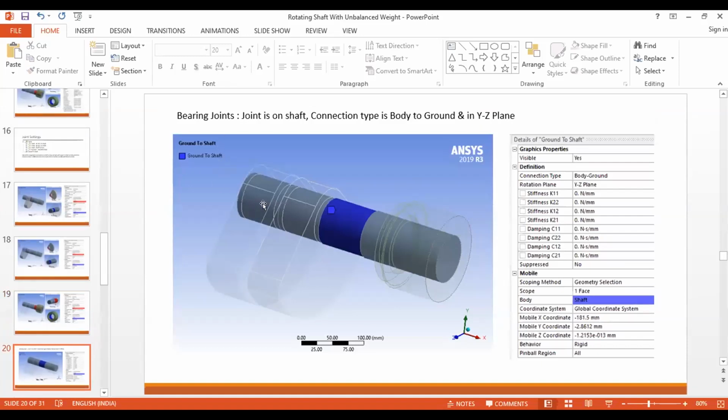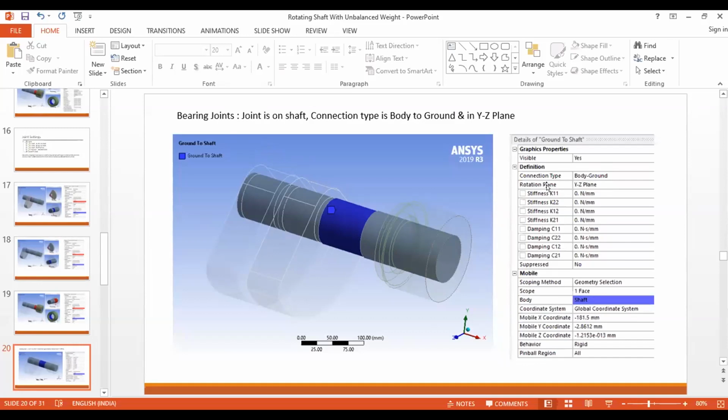As in the previous image, this was the bearing contact phase. So the bearing joint is on the shaft. Connection type is body to ground in the YZ plane. This is considered as the contact phase. As the connection type is body to ground, you will get only one option, that is mobile joint, and in that you select the shaft joint.